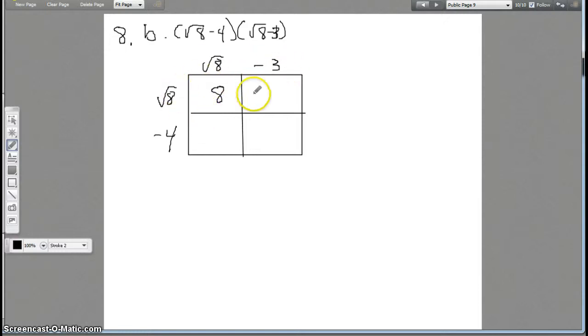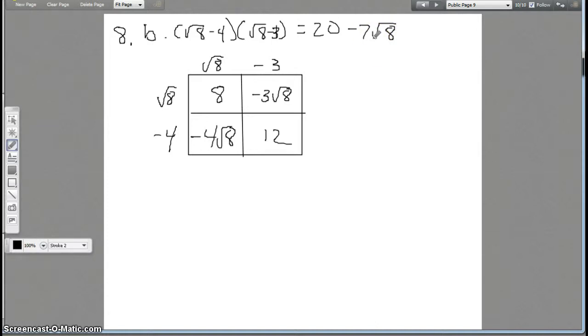Negative 3 times root 8 is negative 3 root 8. Negative 4 times root 8 is negative 4 root 8. And negative 4 times negative 3 is a positive 12. Okay, when we add this up, we have 8 plus 12, that's 20. Negative 4 root 8, negative 3 root 8, that is negative 7 root 8.